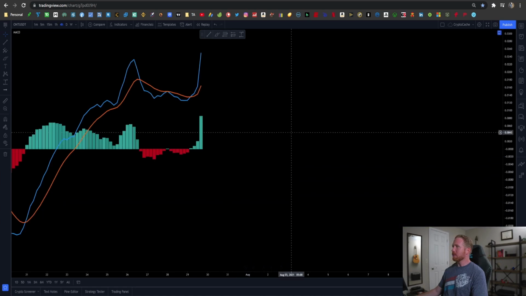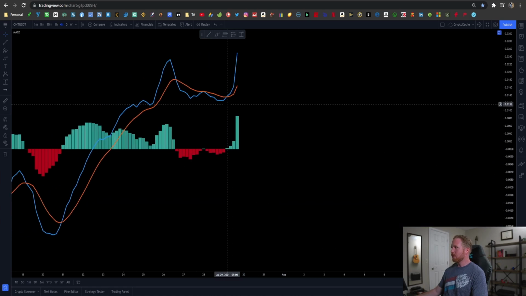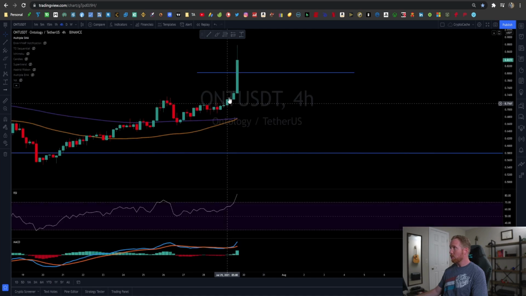Looking at the MACD, let's see how we got here. We got a nice convergence on the 29th, which was today at 5 a.m. Pacific. So we'll go ahead and mark that guy there.